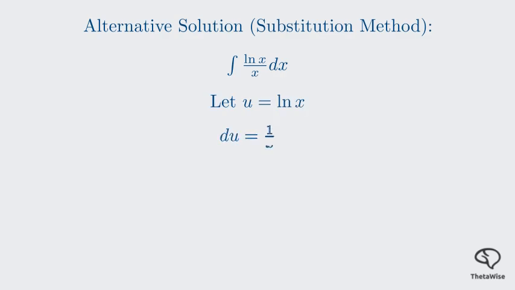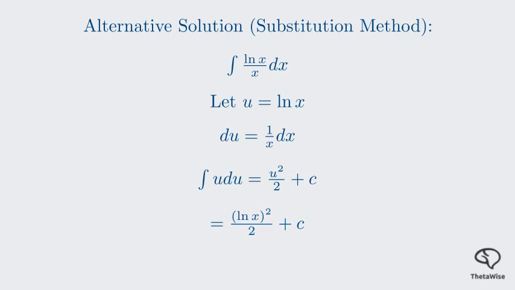Let u equals ln of x. Then du is 1 over x dx. Substituting these into the integral gives us the integral of u du, which is 1/2 u squared. Plugging back our expression for u, we get 1/2 ln squared of x. Adding c gives the exact same result.